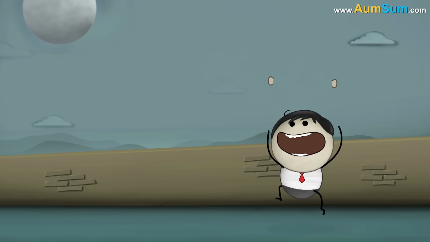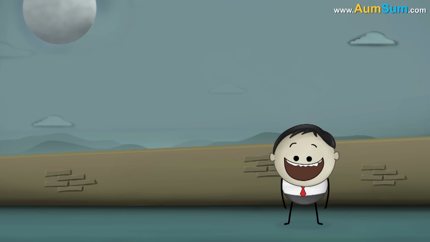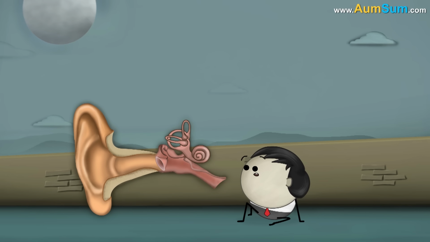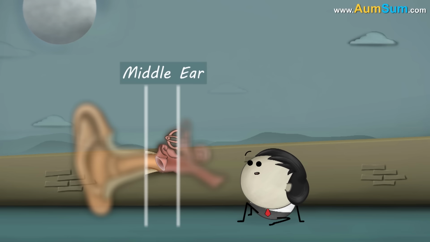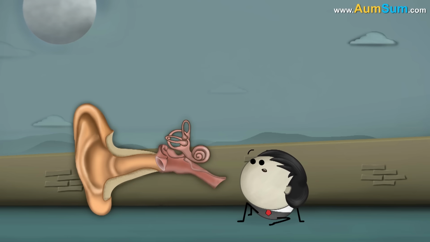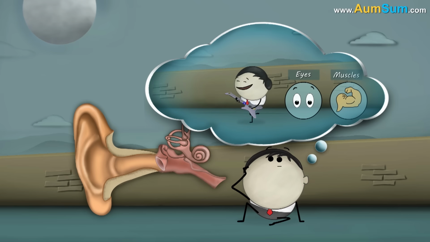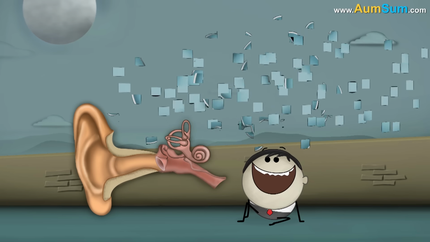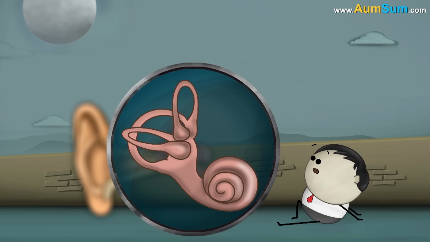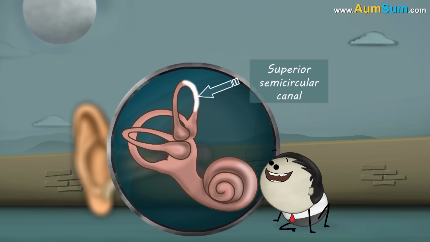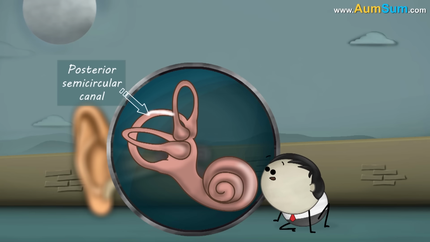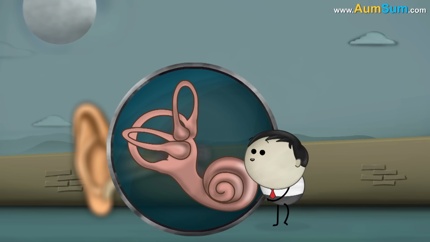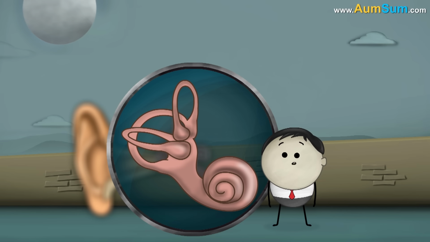This happens because there is a connection between our ears and body balance. Our ear consists of three parts: outer ear, middle ear, and inner ear. Our inner ear works in sync with our eyes and muscles, helping us maintain balance while we are doing various activities. The inner ear consists of three semicircular canals called superior semicircular canal, posterior semicircular canal, and a lateral semicircular canal. The three semicircular canals are arranged in three different positions.